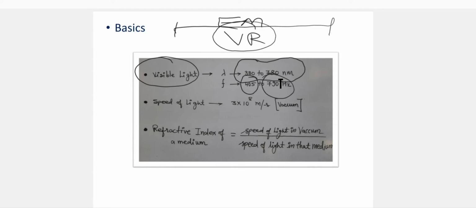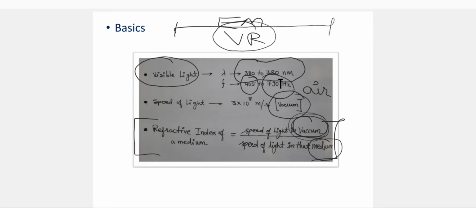The next point is the speed of light, which you all know, 3 into 10 to the power 8 meters per second. You can consider it in vacuum, or generally say an air medium. Okay, the next point is the refractive index of a medium. This is a very important point. You must remember this: the refractive index of the medium is the speed of light in vacuum divided by the speed of light in that medium. Just remember, vacuum comes first in the numerator, and the speed of light in that medium in the denominator.